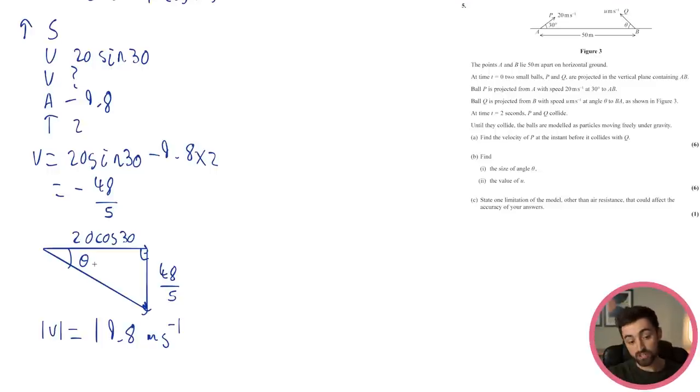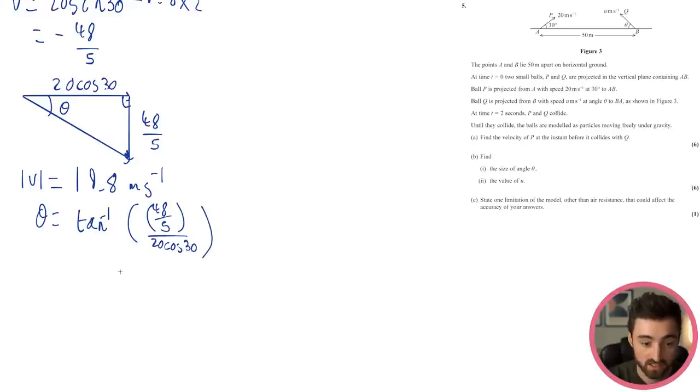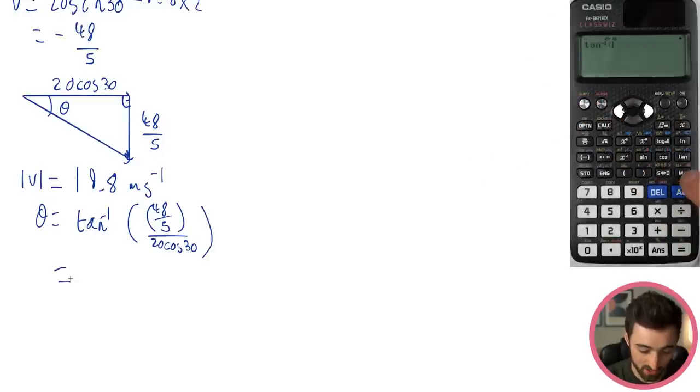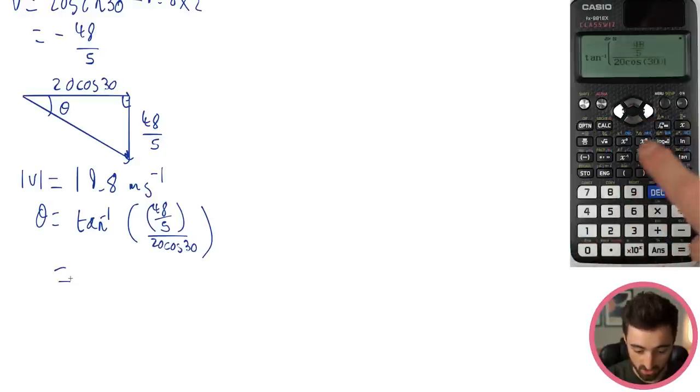So I can use basic trig, right? SOHCAHTOA. We have the opposite and the adjacent here, so the TOA, I'm going to use tan. So theta is the inverse tan of the opposite, 48 over 5, over the adjacent, 20 cos 30. So let's get that into our calculator all at once. Why not? Tan to the minus 1 of 48 over 5 divided by 20 cos 30. Make sure I close all of my relevant brackets.